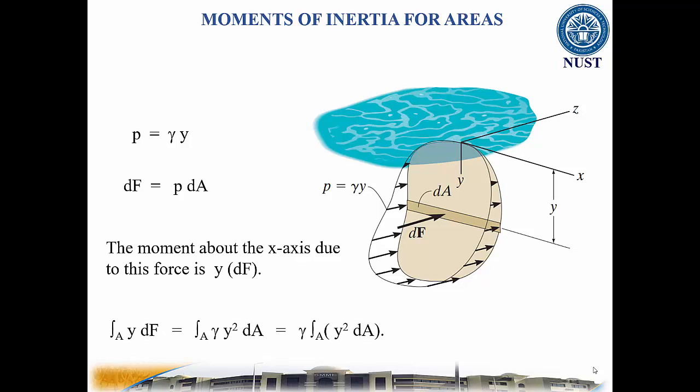This sort of integral term also appears in solid mechanics when determining stresses and deflections. This integral term is referred to as the moment of inertia of the area of the plate about an axis.